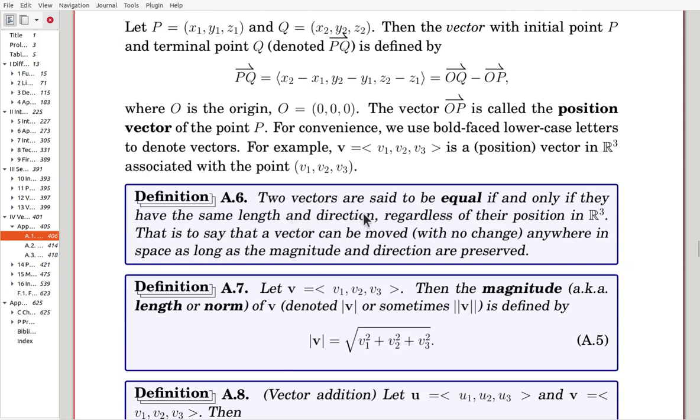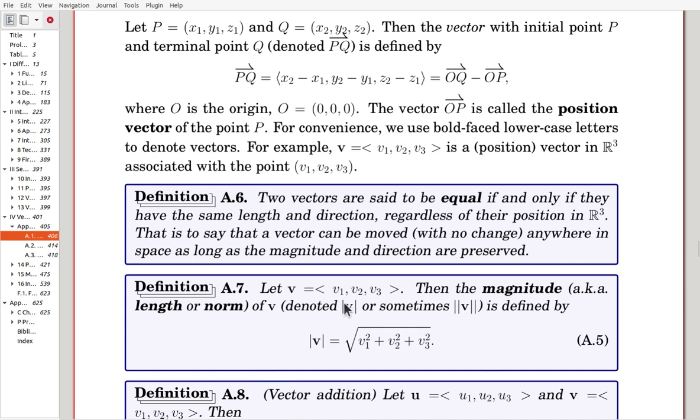Two vectors are equal if and only if they have the same length and direction. The vector has 2 components. If the length and direction are the same, then the vectors are equal, no matter where they begin.